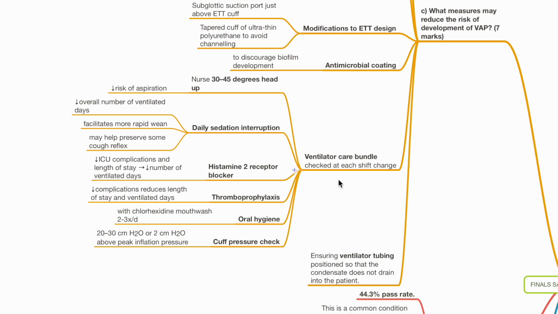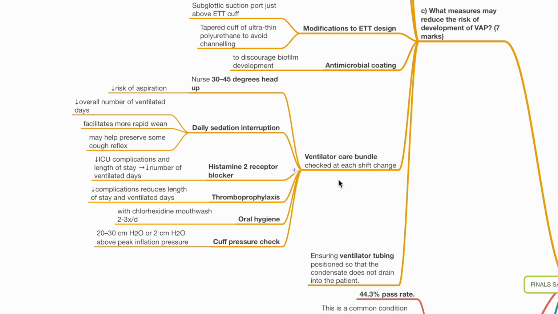This reduces risk of aspiration, daily sedation interruption, which reduces number of ventilated days, facilitate more rapid weaning, and may preserve cough reflex. Histamine 2 receptor blocker, which reduces number of ventilated days, thromboprophylaxis to reduce incidence of venous thromboembolism, which in turn helps reduce ventilated days, oral hygiene with chlorhexidine mouthwash, and ETT cuff pressure check.